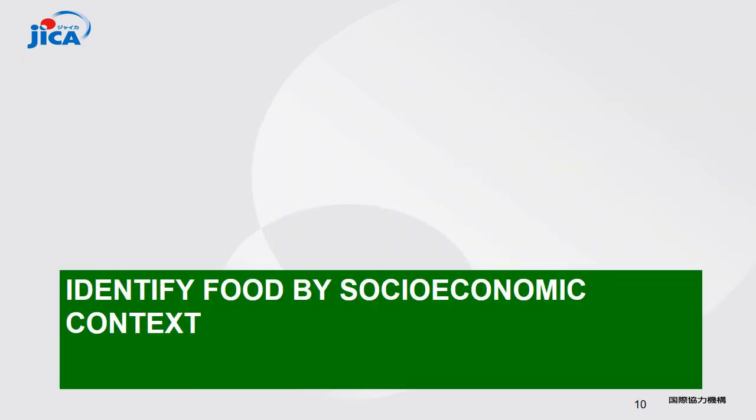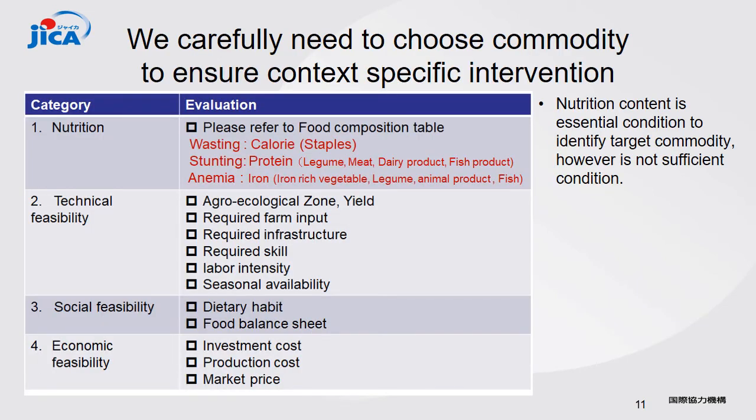Identify food by socioeconomic context. When we select key commodity for nutrition improvement, of course, nutrition content is the most important, but we also need to consider other aspects. For example, crop production is strongly affected by the local environment, agroecology, required farm input and the technology, infrastructure, seasonality, and so on.